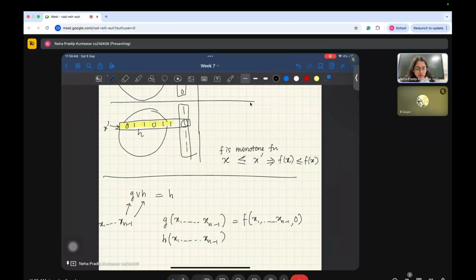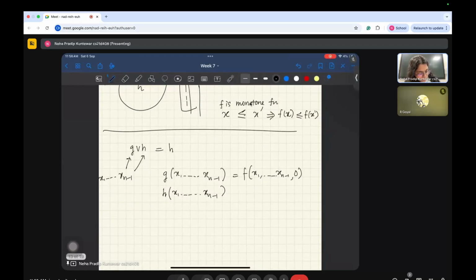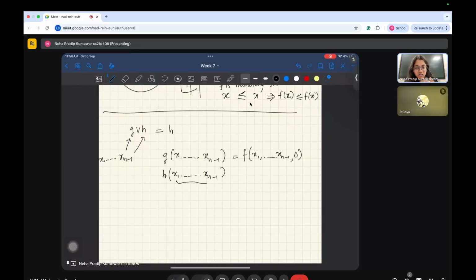Okay, sorry. So, we were here. We're saying that the value of h on x1 to xn minus 1 is the same as the value of f on x1 to xn minus 1 with the nth bit xn being 1.